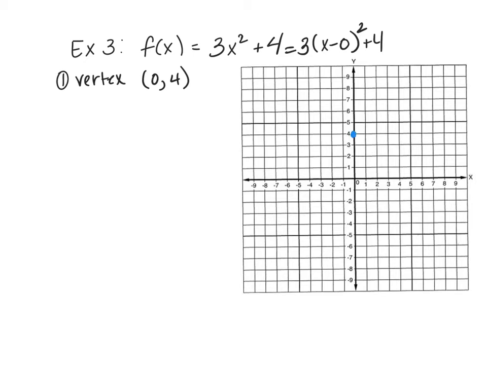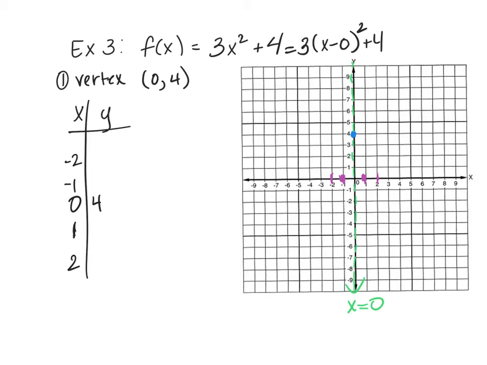And in our table, another way to look at the table is to put 0 in the middle. And 0 is our vertex, so (0, 4). And then I'm going to pick two numbers smaller, -1, -2. Those would be here on the graph. Or two numbers bigger, 1 and 2. Those would be these on the graph. And that axis of symmetry, in this case, is our y-axis, which is the equation x equals 0.